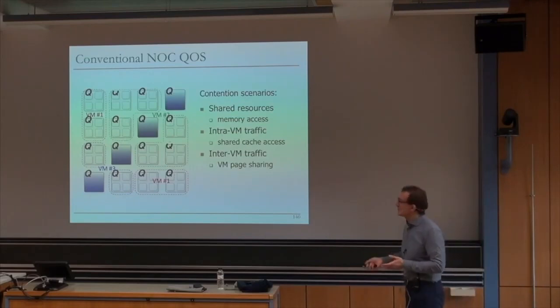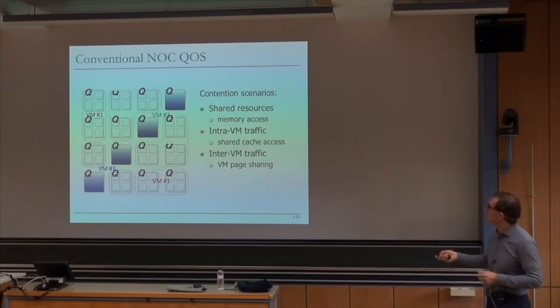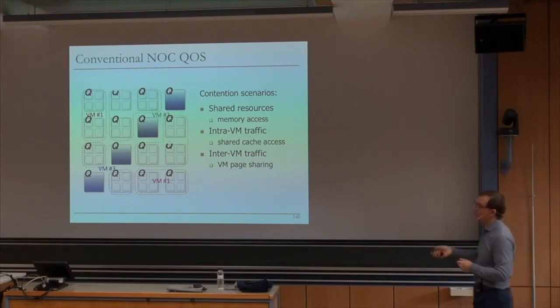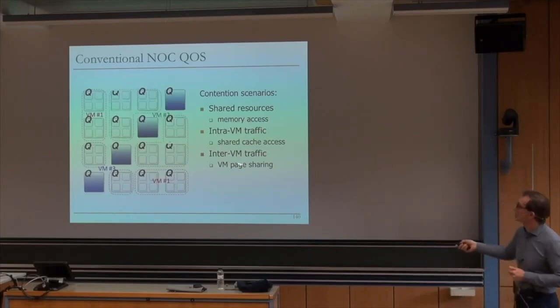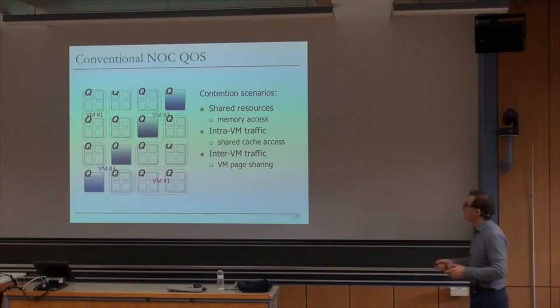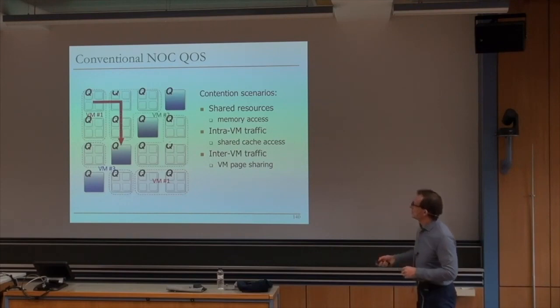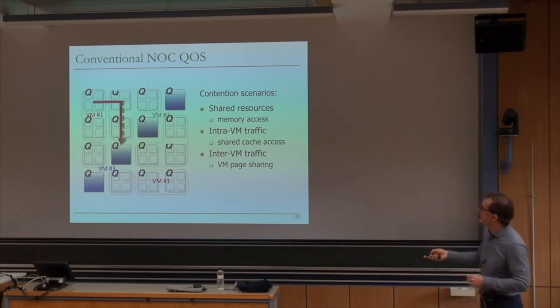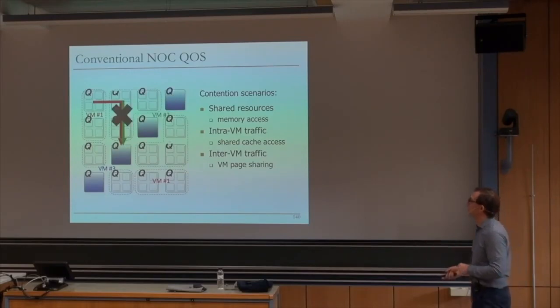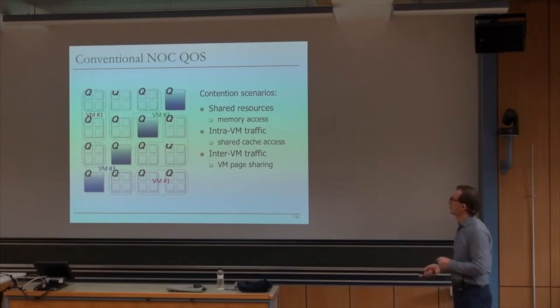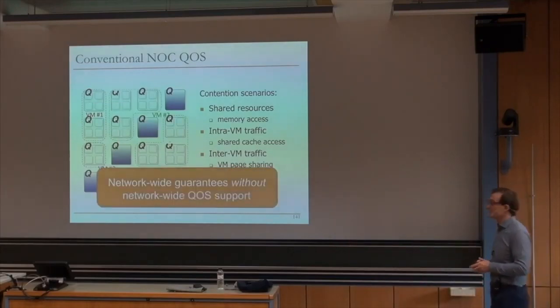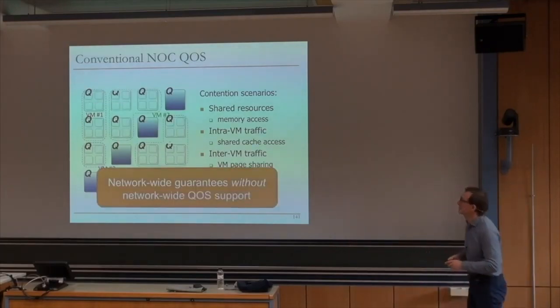So, in this case, there are some downsides. The contention scenarios are whenever you want to access shared resources, you have memory accesses, you have contention. You may have intra-virtual machine traffic. You may have inter-virtual machine traffic that leads to essentially contention. So whenever you want to access a shared resource, for example, and this other virtual machine wants to access that shared resource, you have contention over here. So that's why you need to provide quality of service in the routers that are over here. So we don't want to do that actually. We want to provide network-wide guarantees without network-wide quality of service support.